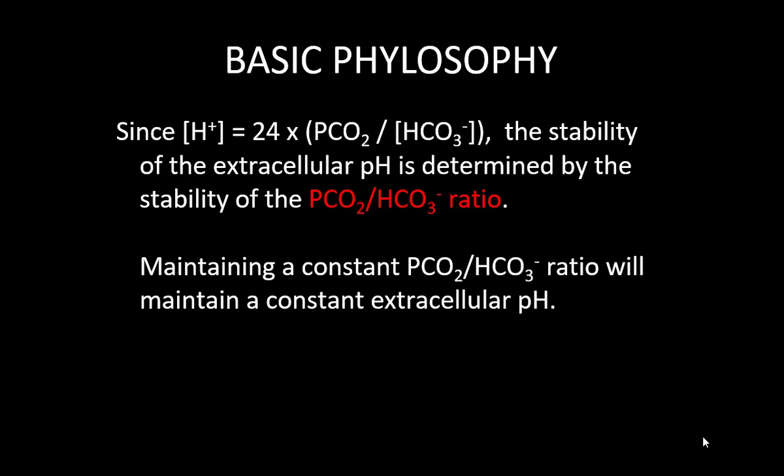Since hydrogen ion, this is the formula, is equal to 24 times PCO2 over bicarb ratio. The stability of extracellular pH is determined by the stability of the PCO2 and bicarb ratio. So if it is going up, the other is bound to go up too. That is why the body tries to maintain this ratio at a static level. Maintaining a constant PCO2 and bicarb ratio will maintain a constant extracellular pH. Mind you, what we are measuring is the extracellular, intravascular compartment.